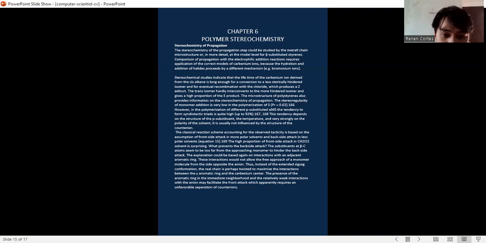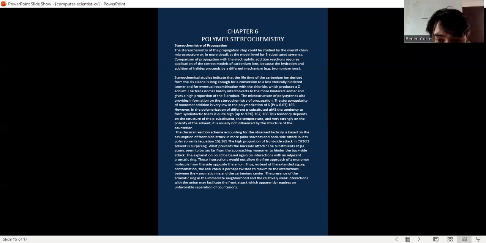The classical reaction scheme accounting for the observed stereochemistry is based on the assumption of front side attack in more polar solvents and backside attack in less polar solvents. The high proportion of front side attack in CH2Cl2 solvent is surprising. What prevents the backside attack?